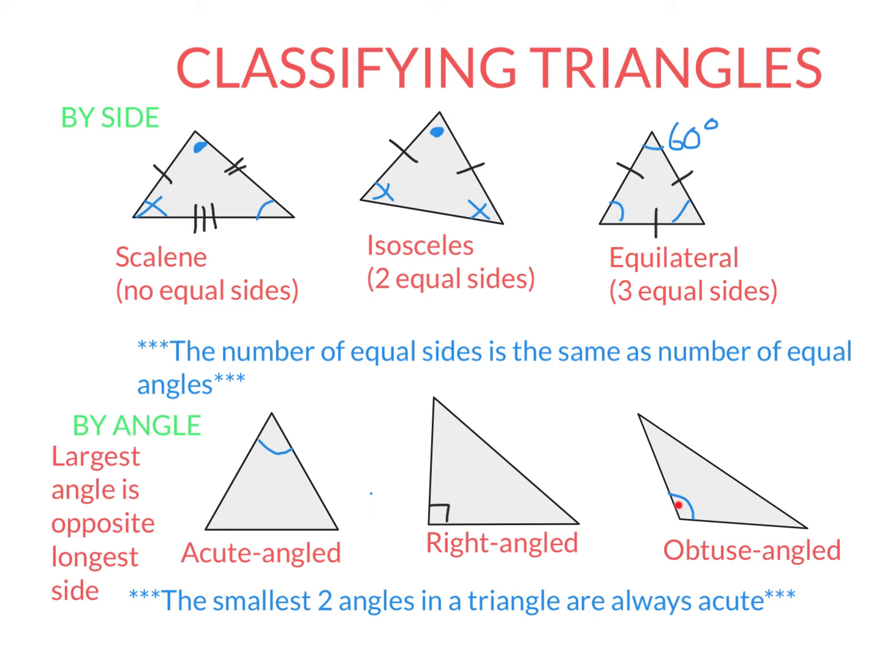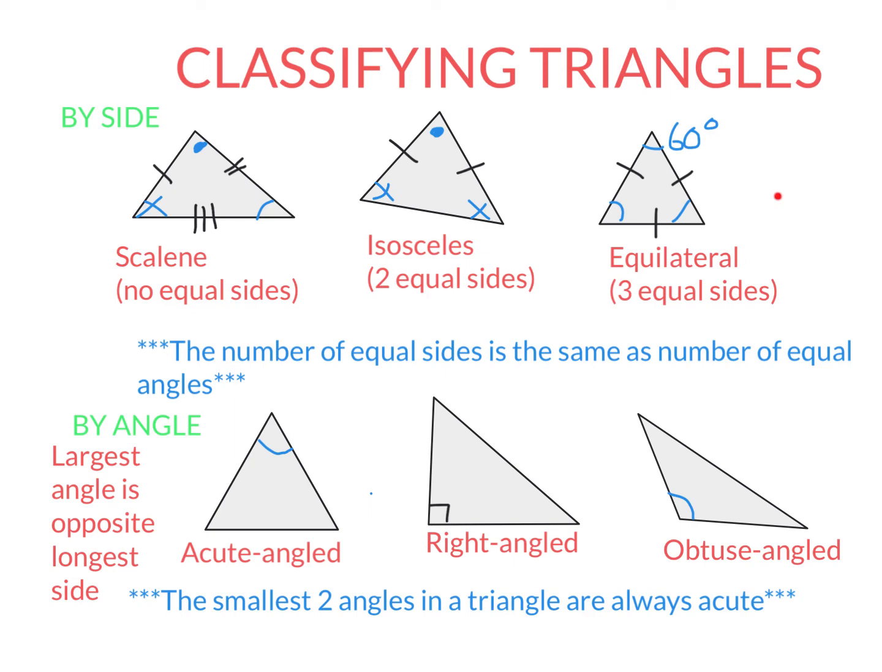If the largest angle is obtuse, we call it obtuse angled. If the largest angle is right, we call it right angled, and if the largest angle is still acute, we call it acute angled. So we need to know combinations of these. We can have a scalene triangle that's any of these: an acute angled scalene, or a right angled scalene, or obtuse angled scalene. Similarly, isosceles triangles can be acute angled, right angled, or obtuse angled.